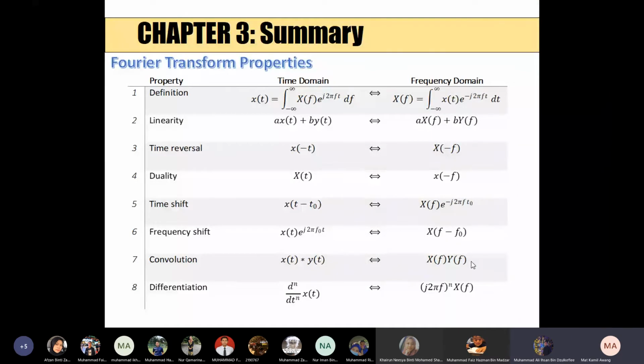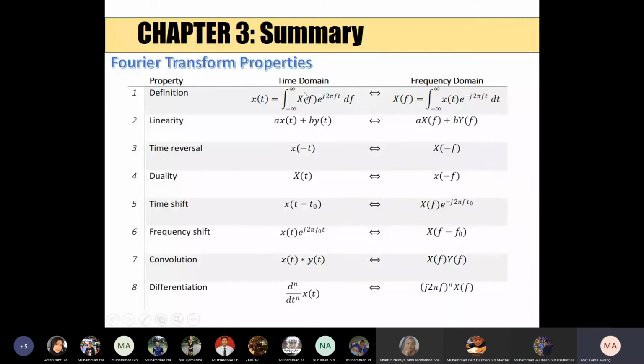Okay, these are the properties of the Fourier transform. The Fourier transform is for a non-periodic signal, when you go from minus infinity to infinity. This is the definition of the Fourier transform. We have a signal x of t equal to the integration from minus infinity to infinity of capital X of f e to the j 2 pi f t df. So in the frequency domain, X of f is equal to this.